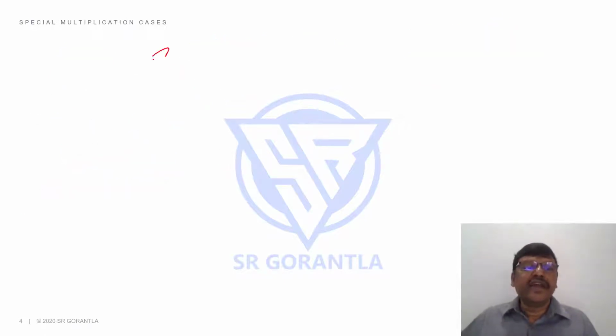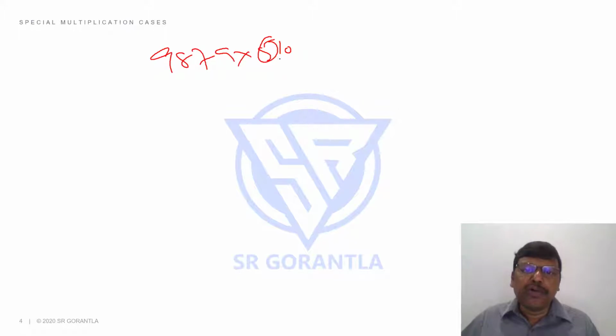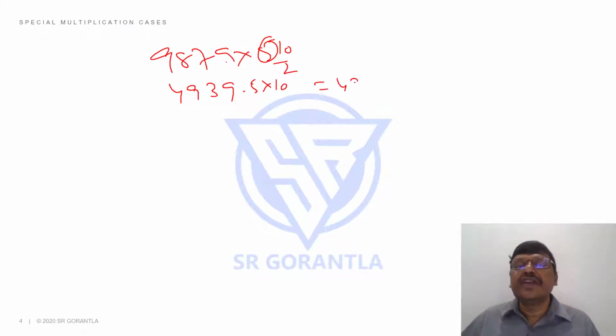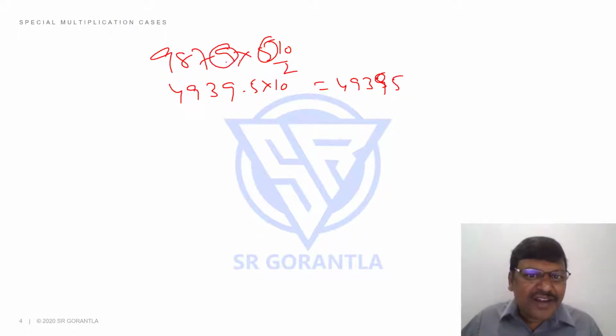See, 9879 into 5 means, students, if I have to do 10 by 2, see, 4 9 3 9.5 into 10. It is nothing but 49395. Students, what happens is this 9 is not divisible by 2. 2 9s 18, remainder was 1. 1 by 2 is 0.5. 0.5 into 10 will become 5.